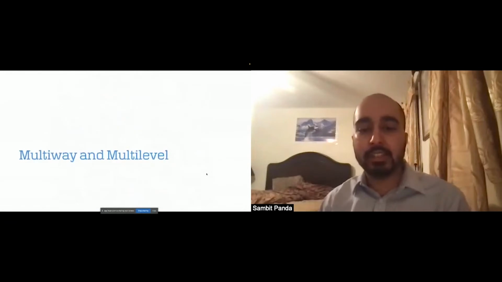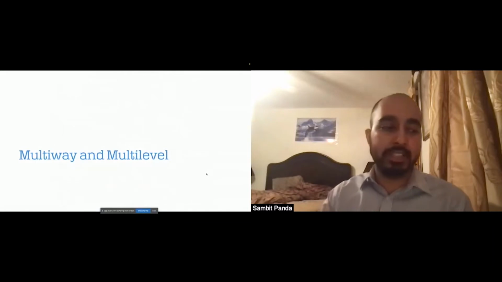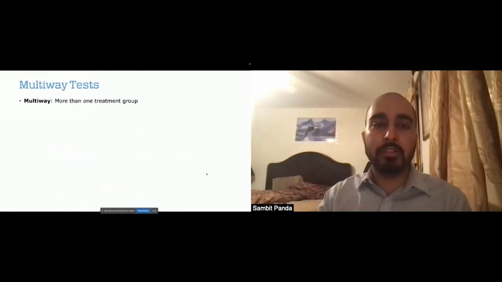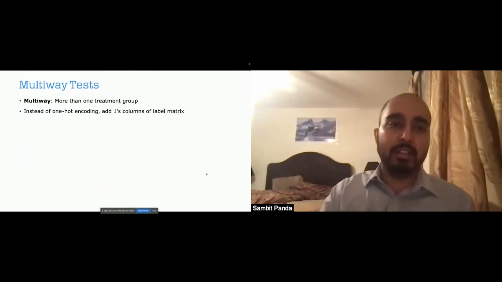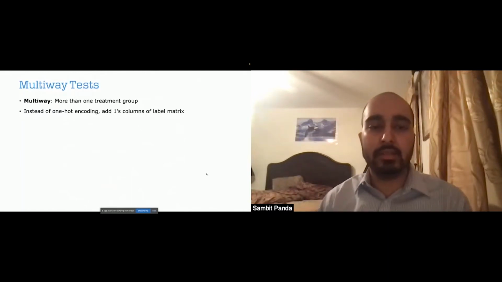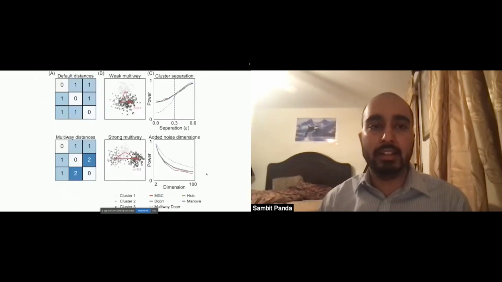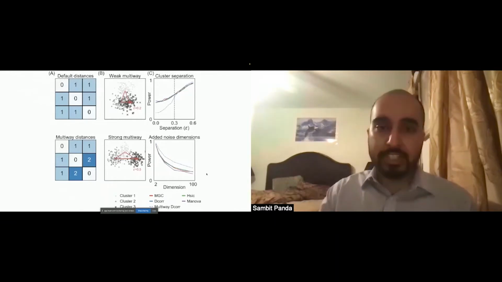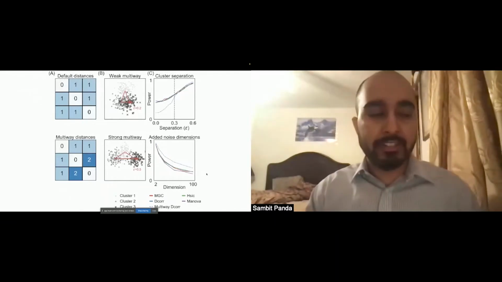Next, we can extend our work that we described before into performing multi-way and then multi-level tests. Multi-way tests are basically just using more than one treatment group. So instead of one hot encoding, we would have more ones in our label matrix. Kind of looks like this. On the left is the basic comparison between a distance matrix and a multi-way distance matrix. Then in B, we show a weak multi-way effect.